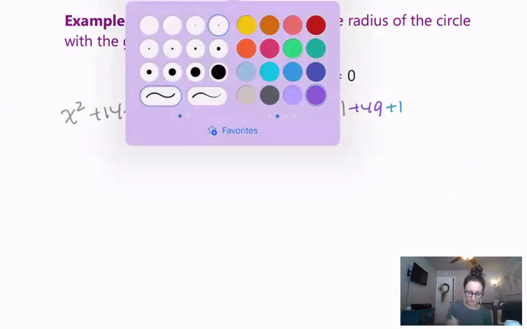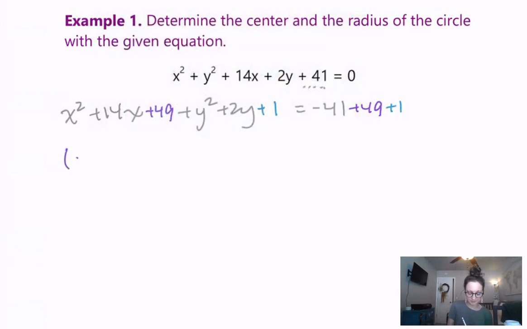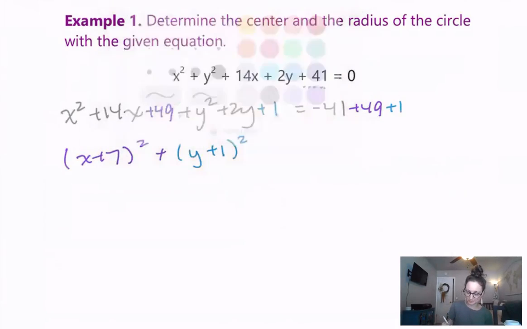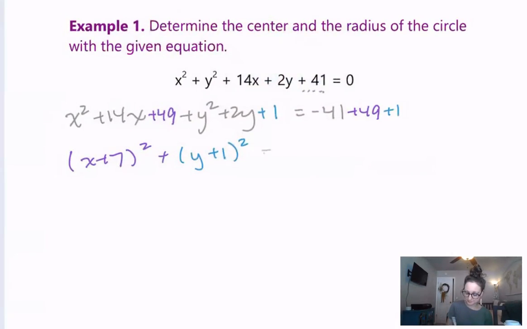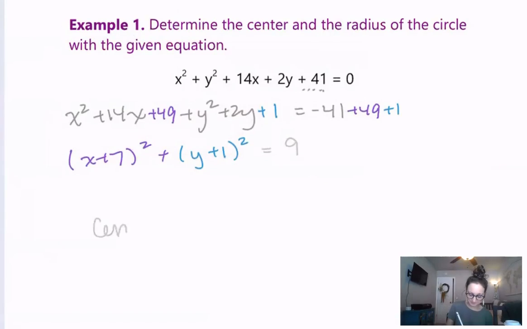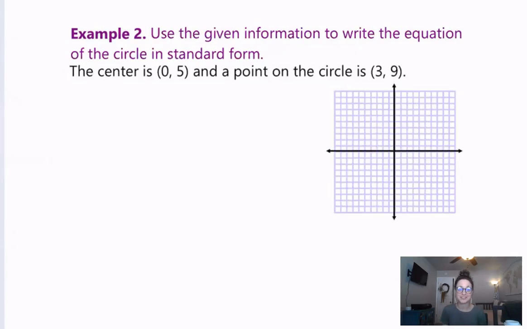So now we can factor, right? We've got (x plus 7) quantity squared plus (y plus 1) quantity squared equals 9, right? Good. Okay, so the center is going to be (negative 7, negative 1), and the radius will be the square root of 9, which is 3.